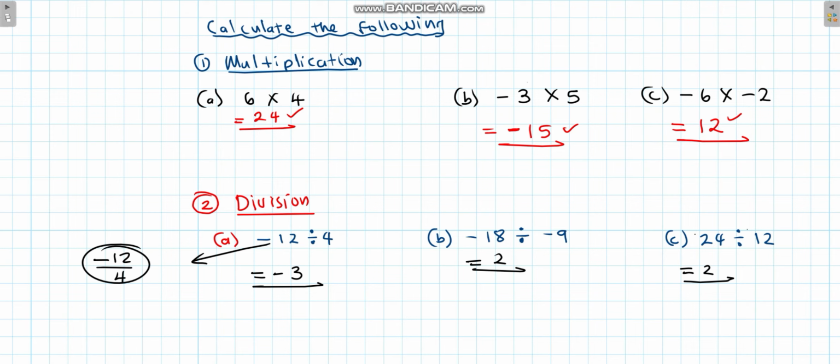Then now we'll move to questions whereby we are combining our multiplication, our division, our addition, and subtraction. So we're now combining all of them.